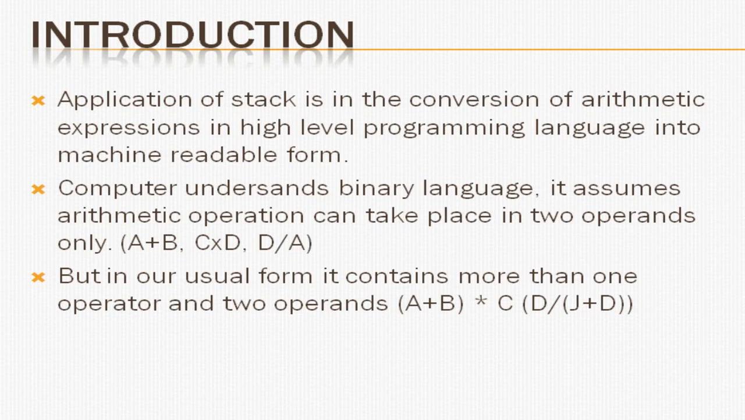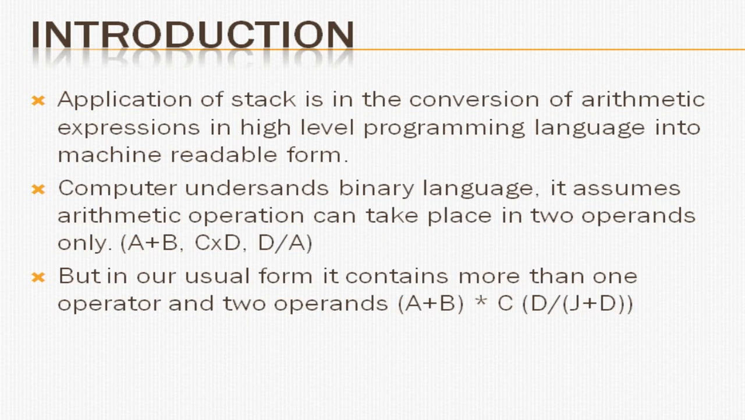So suppose you have an arithmetic expression in a high-level programming language, how do you convert it into machine-readable form? You know that a computer understands binary language, so that means it has only 2. Binary means 2. It assumes arithmetic operation can take place on 2 operands only. That means you can see some examples here: a plus b, so that means 2 operands, 1 operator. And then c into d and d slash a. So these are some examples of binary, that is 2 operands and 1 operator.